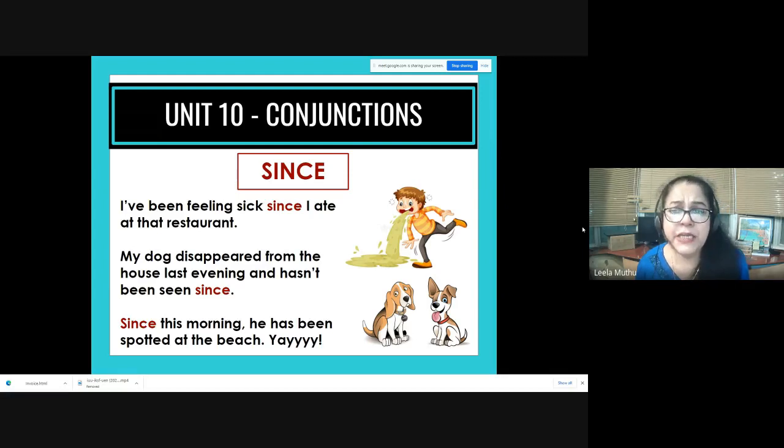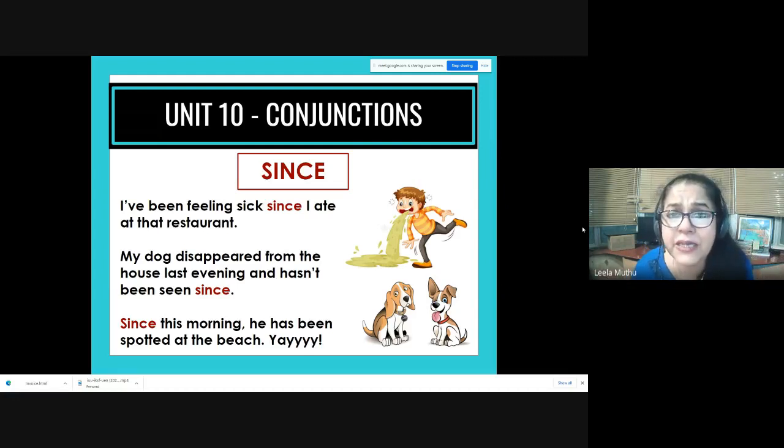Ooh, look at him. Ew. Yikes. It's just vomiting green stuff, and that looks absolutely disgusting. Poor guy. He must have really got food poisoning, right? My dog disappeared from the house last evening and hasn't been seen since. Since is put at the end of the sentence, meaning that from that moment onwards, from the time it has disappeared, it hasn't been seen since.